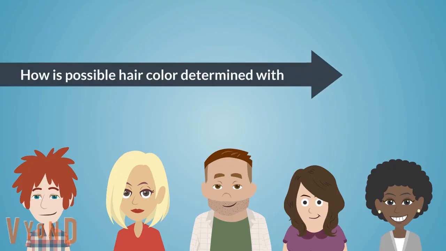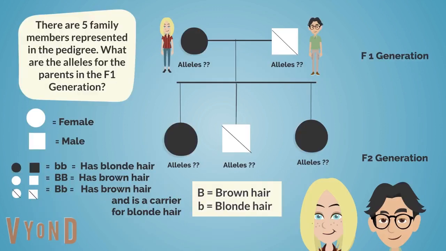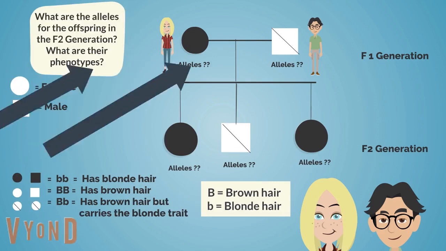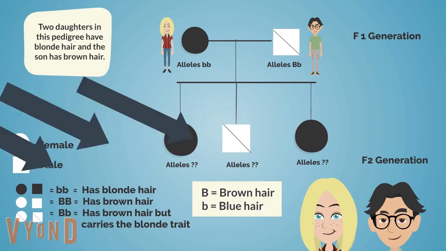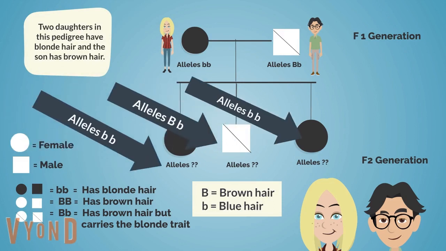How is hair color determined with alleles? There are 5 family members represented in the pedigree. What are the alleles for the parents in the F1 generation? What are the alleles for the offspring in the F2 generation? What are their phenotypes? The 2 daughters in this pedigree have blonde hair and the son has brown.